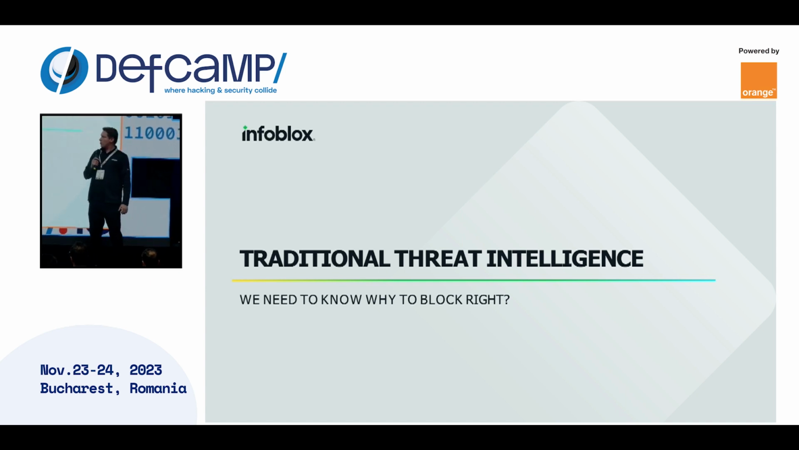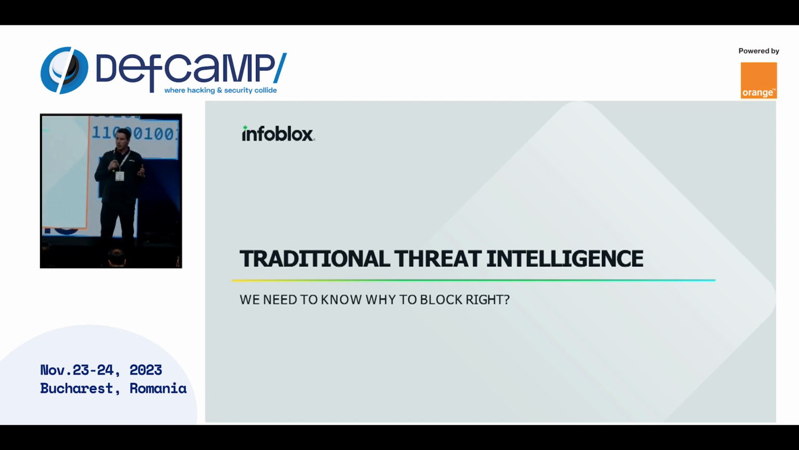So with traditional threat intelligence, that's actually what is involved, because if I'm trying to block something, or if I would like to do some kind of detection and response, I need to know what I'm detecting and what I'm blocking. So let's have a look at an example of traditional threat intelligence. Let's go to the next slide, please.